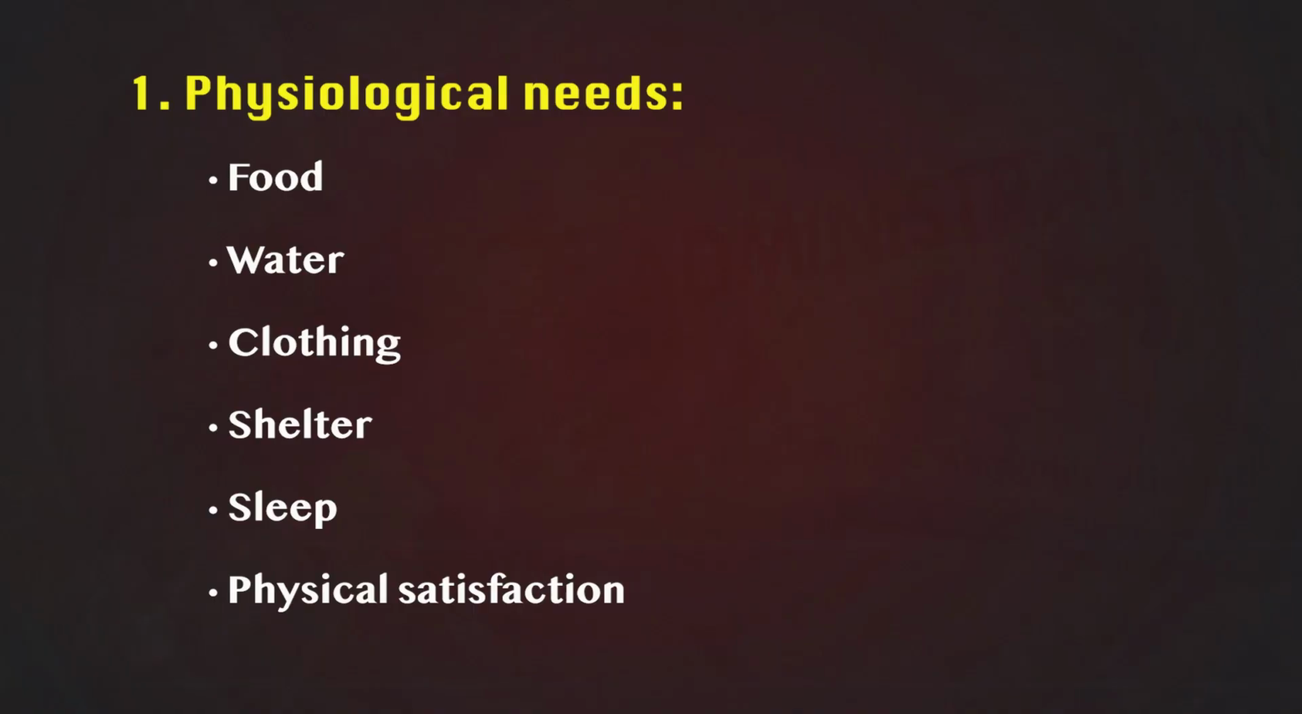Physiological needs are the basic needs for sustaining human life itself. For instance, food, water, clothing, shelter, sleep, and physical satisfaction are the physiological needs without which people cannot survive. Maslow maintains that unless these needs are satisfied to the degree necessary to maintain life, the other needs will not motivate people.